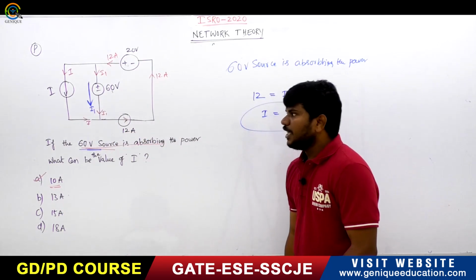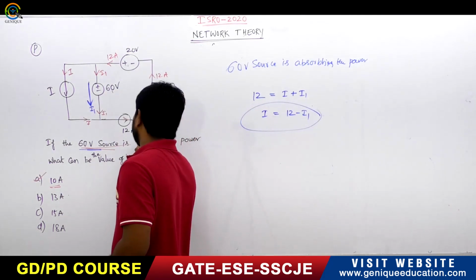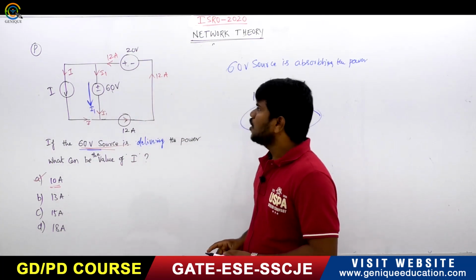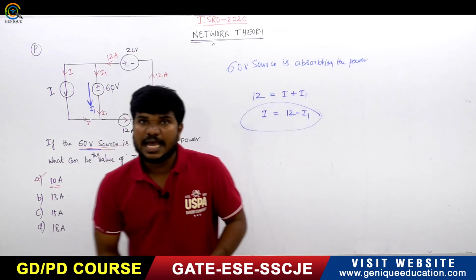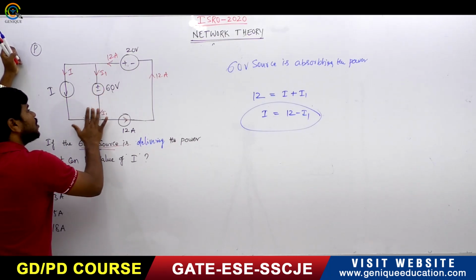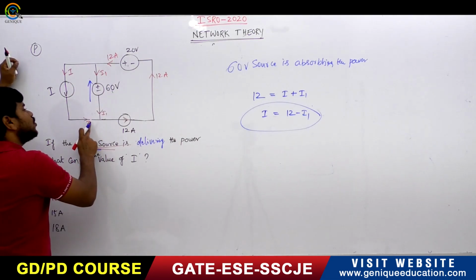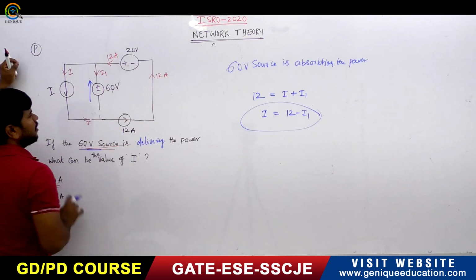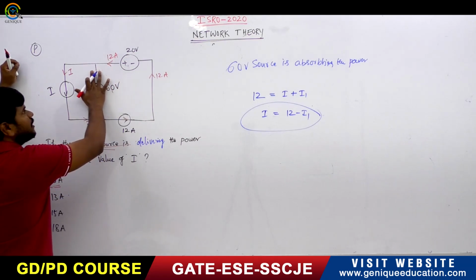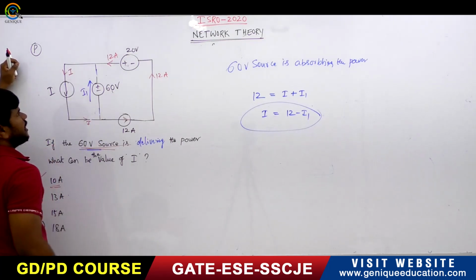Now, in the above question, if the 60 volt source is delivering the power, then what can be the value of I? So, delivering the power means what? The current should flow in this direction. Now, you cannot take it like this. Right? This is I1. This cannot be the notation. So, the current is in this direction.